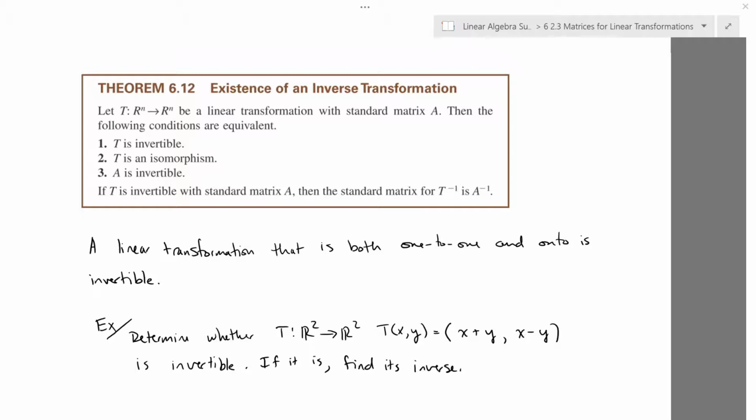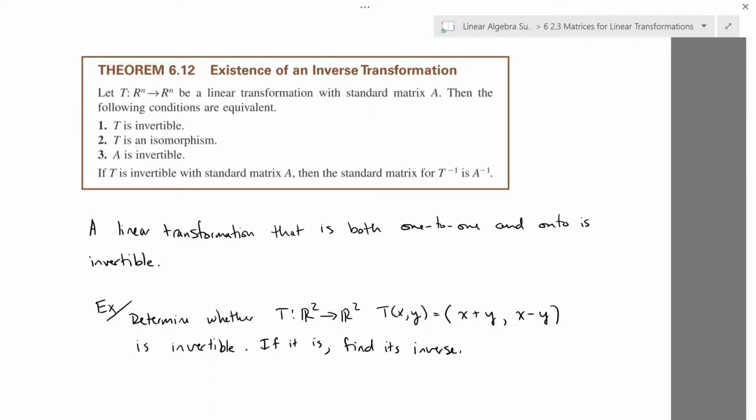Just like composition of linear transformations is related to matrix multiplication, inverse transformations are related to the matrix inverse. A linear transformation that's both one-to-one and onto is invertible. Because it's one-to-one and onto, the domain and the codomain have to be the same, and the related matrix will be a square matrix that's invertible.